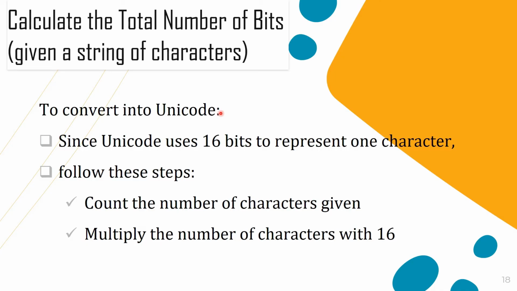So the last calculation is for Unicode. Since Unicode uses 16 bits to represent one character, you should follow this step. Count the number of characters given, and then you need to multiply the number of characters with 16. For Unicode it is different from ABCD and ASCII, so we need to multiply by 16 here. So be careful.